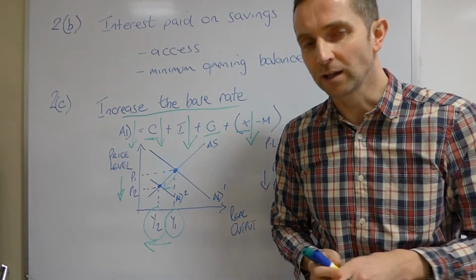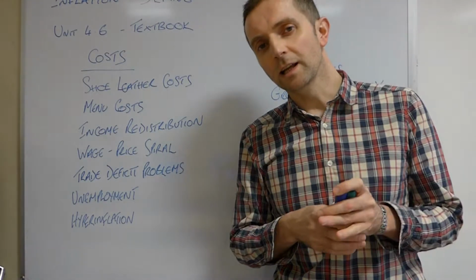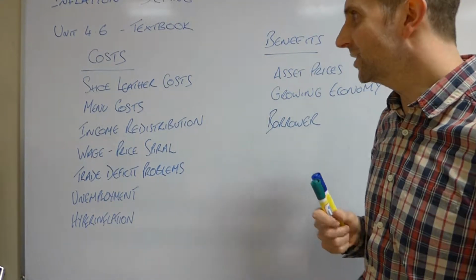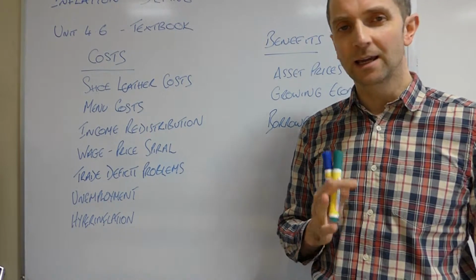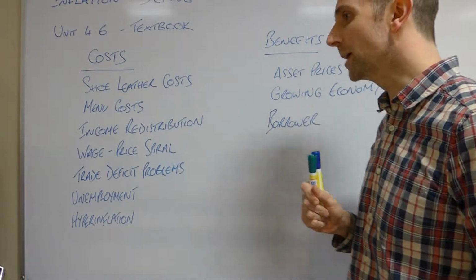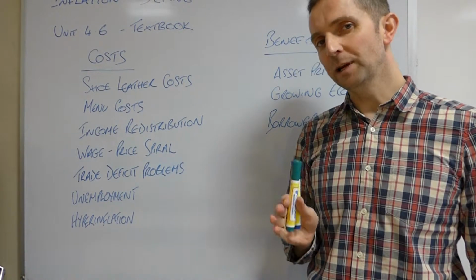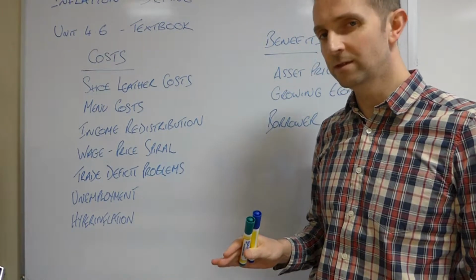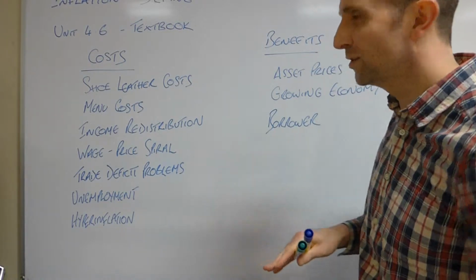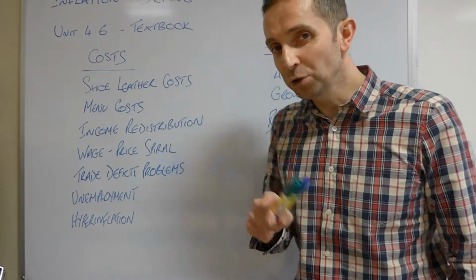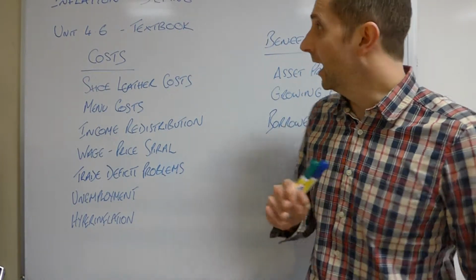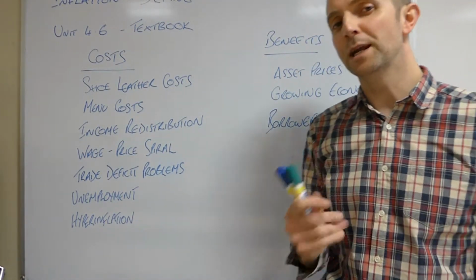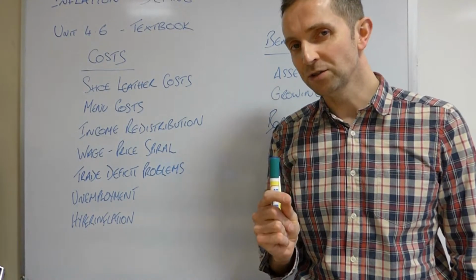Okay, so that's 2C. And finally, question 2D. Discuss the extent to which inflation is harmful to the UK economy. Now, this has really cost so many of you so many marks. Very disappointing set of answers on this one. We really, and you really, must go over Unit 4.6, which goes through all the costs and benefits of inflation. You really must do that.